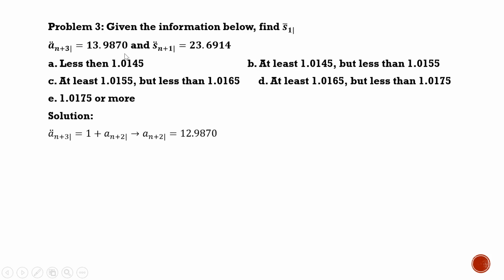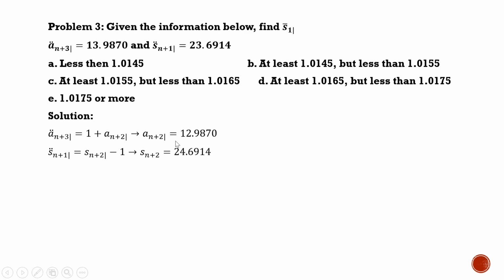So remember, when we learned about annuity due, we have a connection between annuity due and annuity immediate. So a double dot n plus 3 is 1 plus a n plus 2. So from here we are able to find annuity immediate of n plus 2 years, n plus 2 payments.